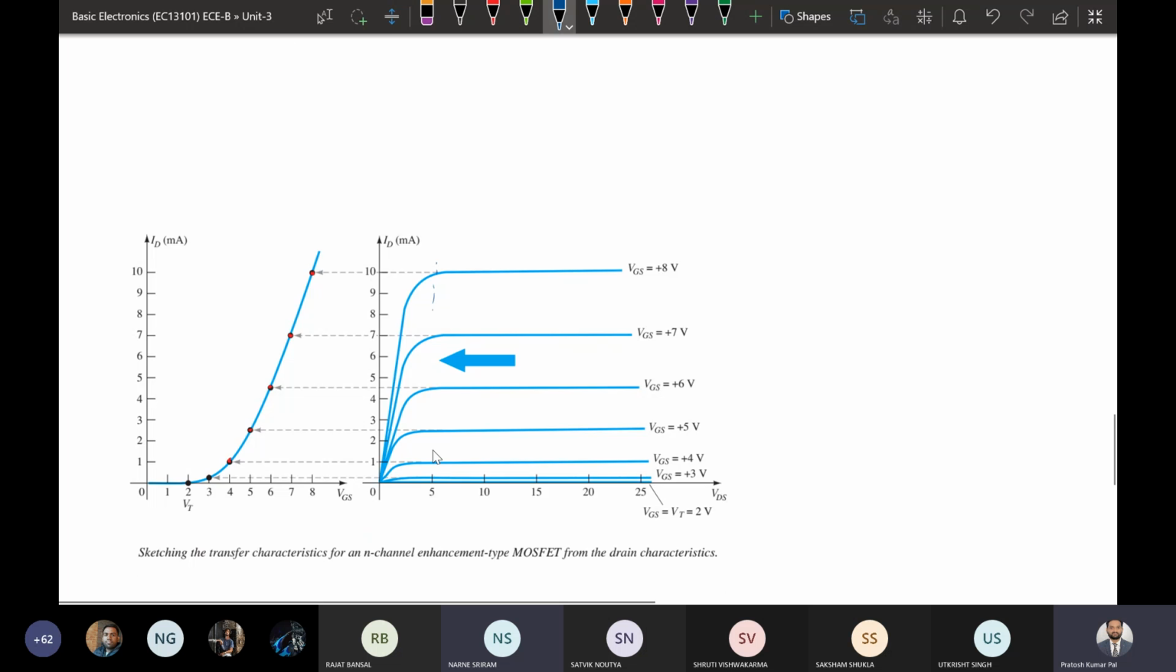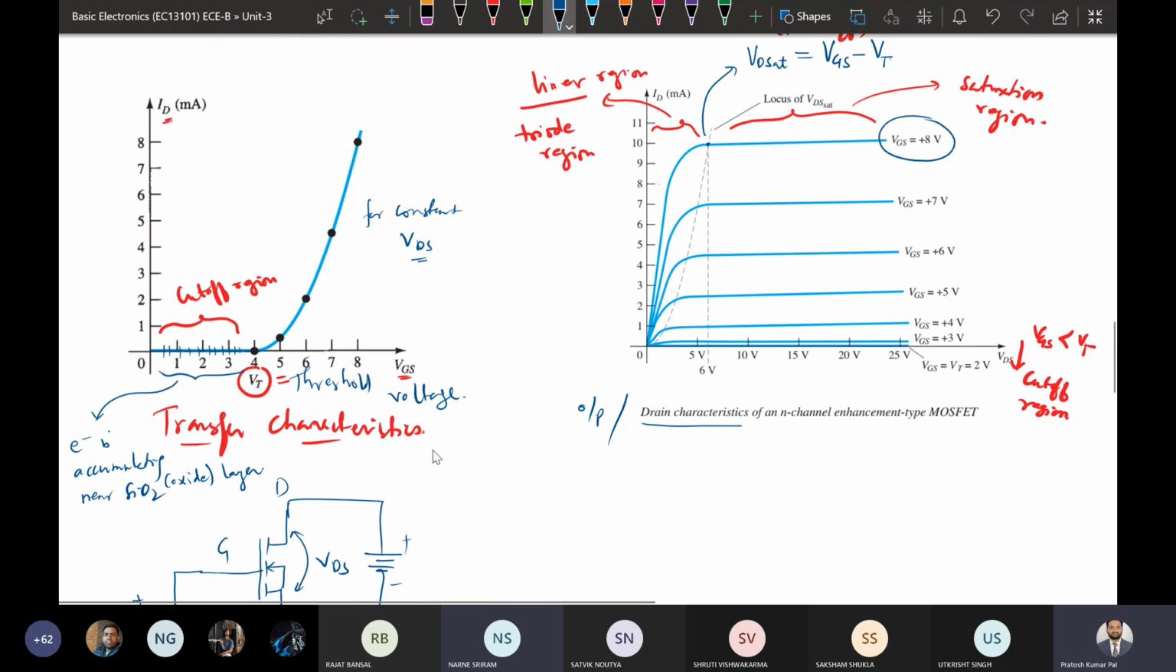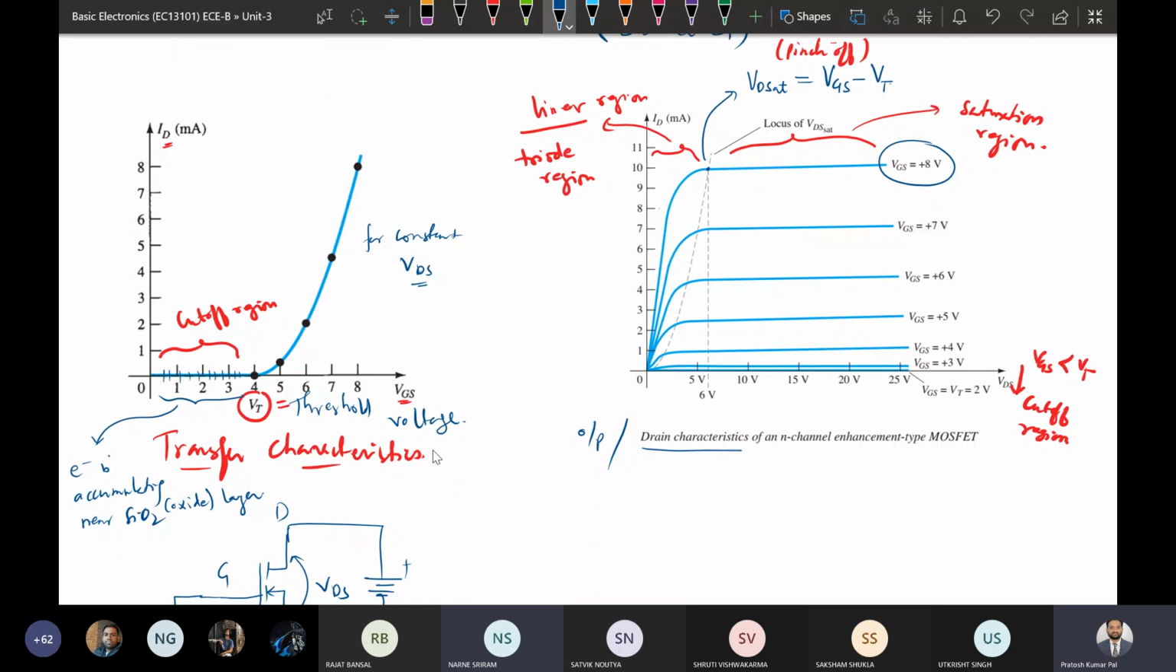One more point, like we have seen, this is the point VDsat. The VDsat for different gate to source voltage is different. So if we plot all the VDsat points, we will get this dashed line. This is called the locus of VDsat. All the VDsat points will form a curve, so this locus of VDsat is given by this curve only.